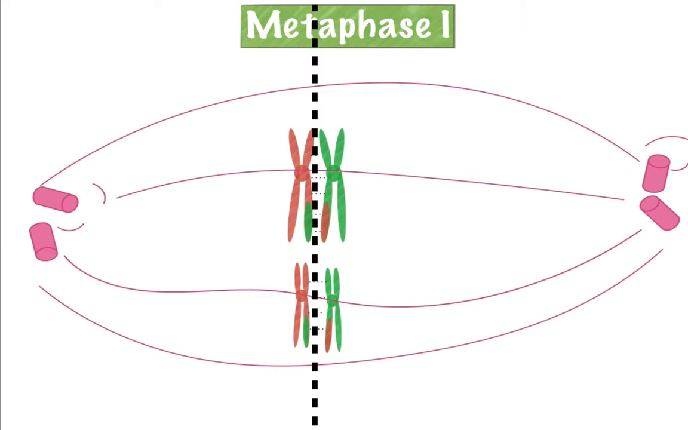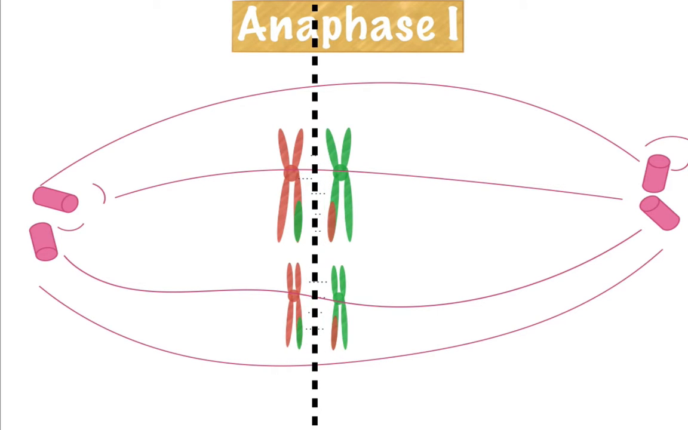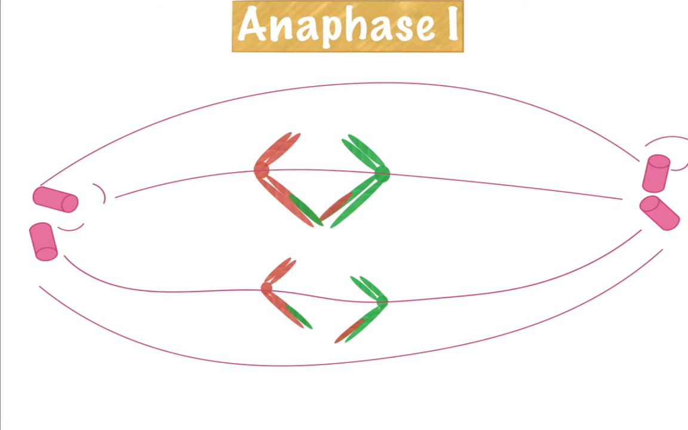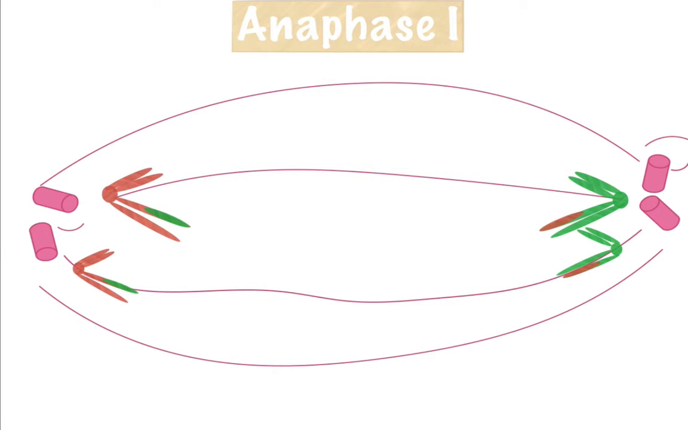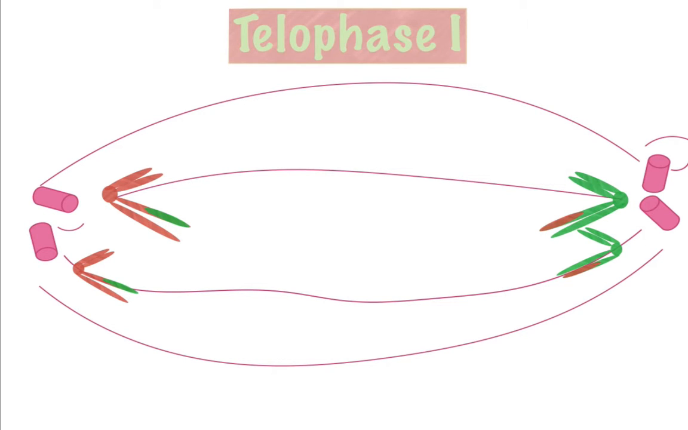In mitosis, you have the chromosomes lined up at the middle, and then in anaphase, you have the process of these chromosomes being pulled apart from the equator to the poles.